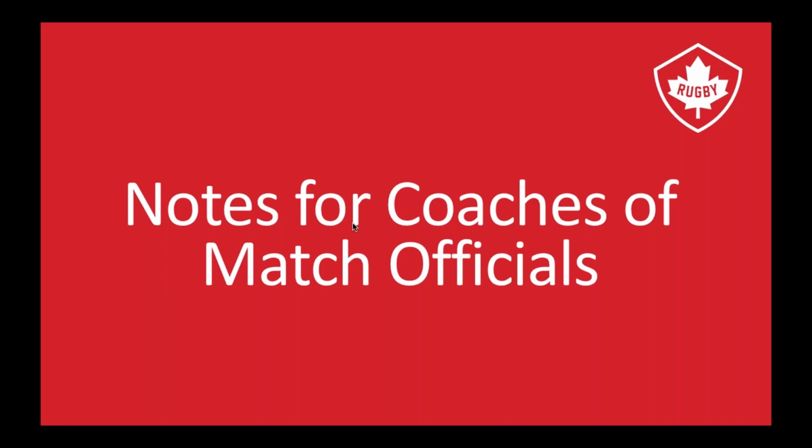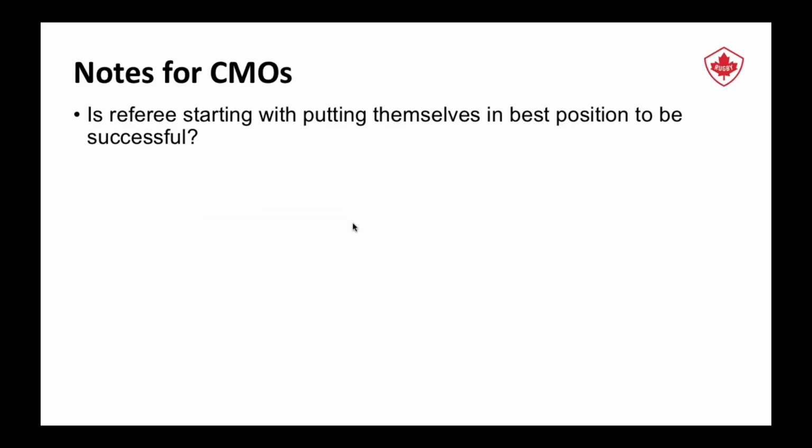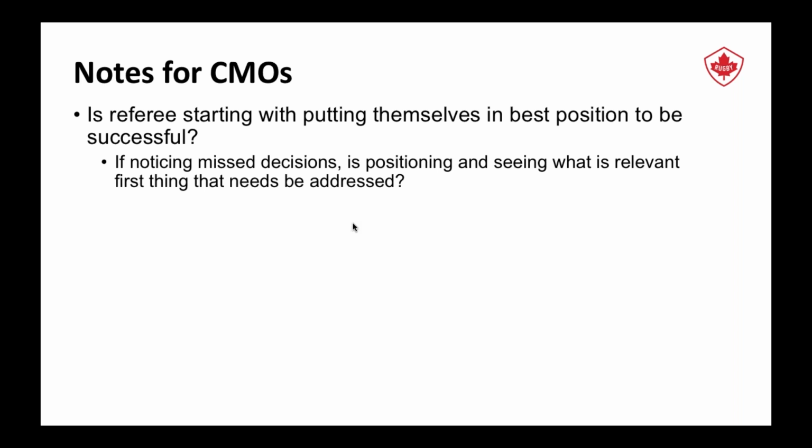Finally, some notes for coaches and match officials. And we can get to a few questions. So I think that the first thing a CMO will want to ask themselves in terms of what they're seeing the referee do is, well, is the referee starting by putting themselves in the best position to be successful? So this includes their positioning, right? And what is relevant? Are they seeing what's relevant first? And are they addressing that? And we talked a bit about, are we getting the first infringement?